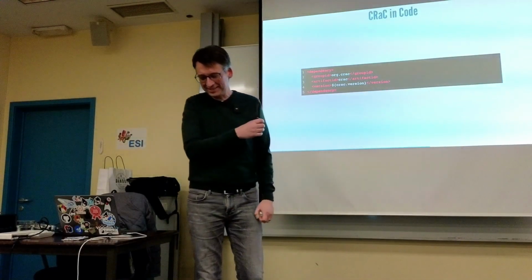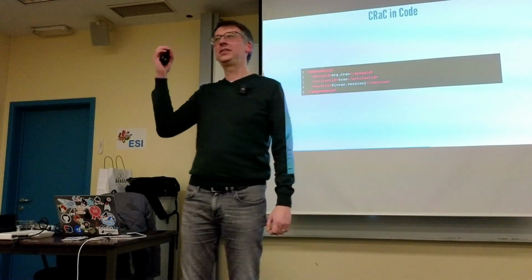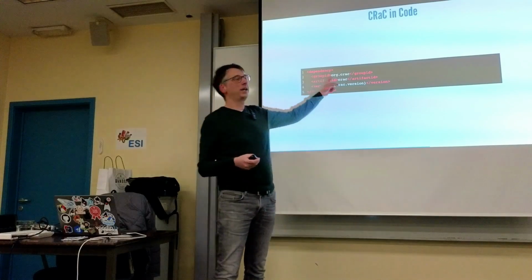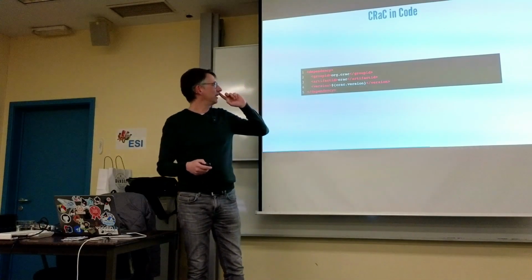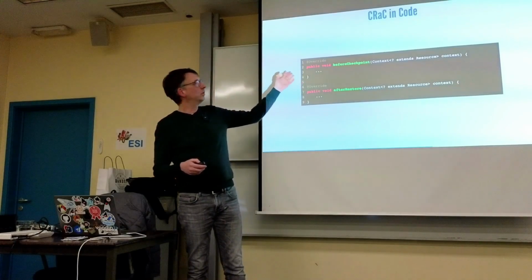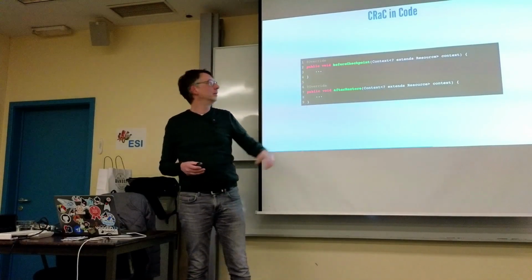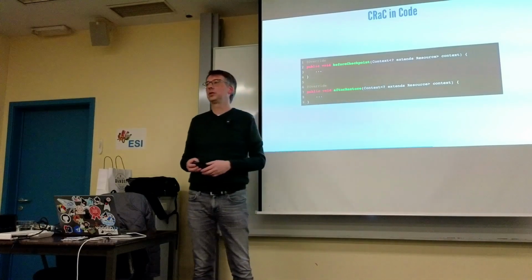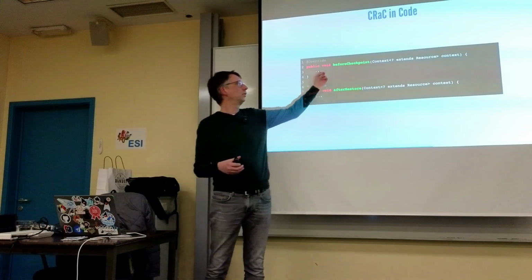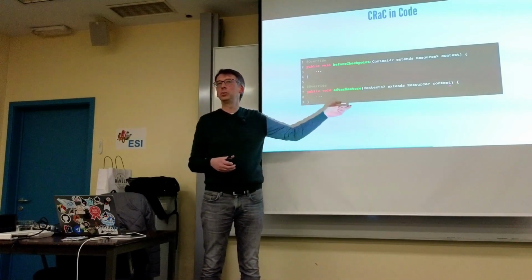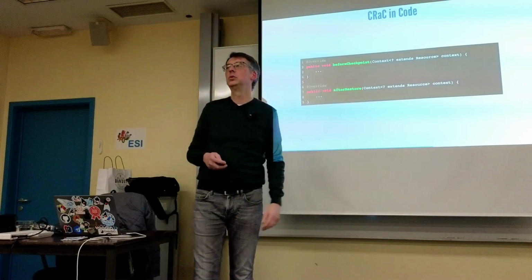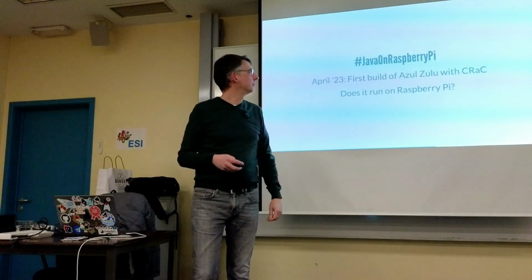So let's add CRaC to a project. It's Java, so it's a library, from the Maven repository, org.crac, the artifact is crac, the version is I think 1.4, and you get 2 overrides, beforeCheckpoint and afterRestore. So that means that in this override, you can, for instance, close your database connection and reopen it. That's the only thing you need to do to change your application.